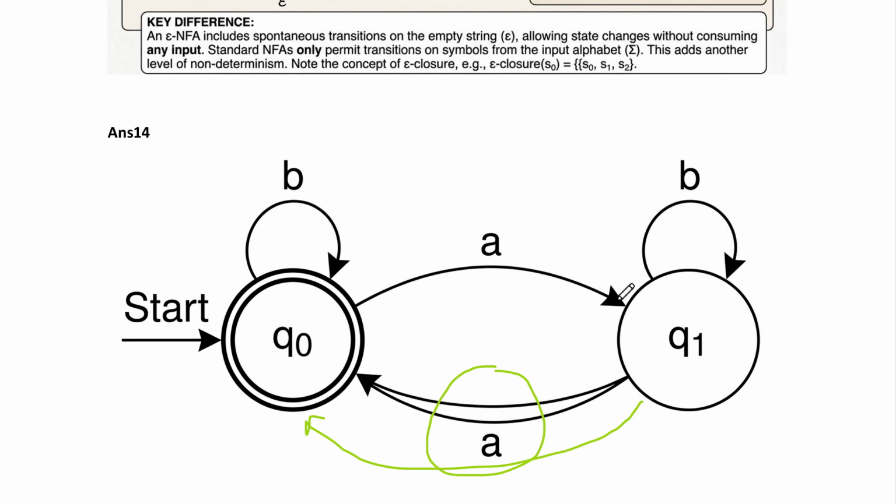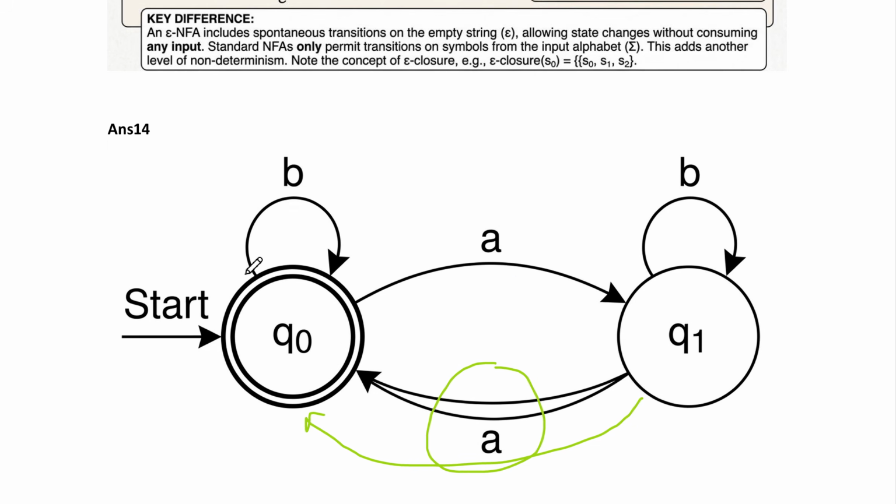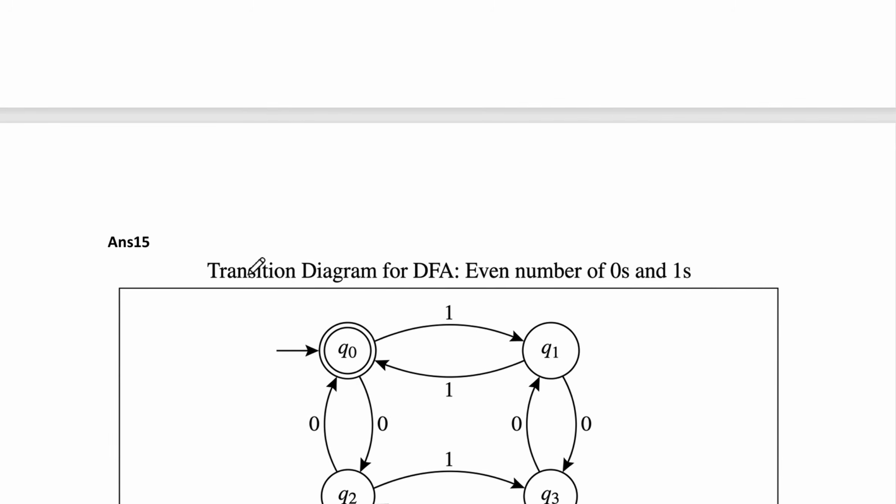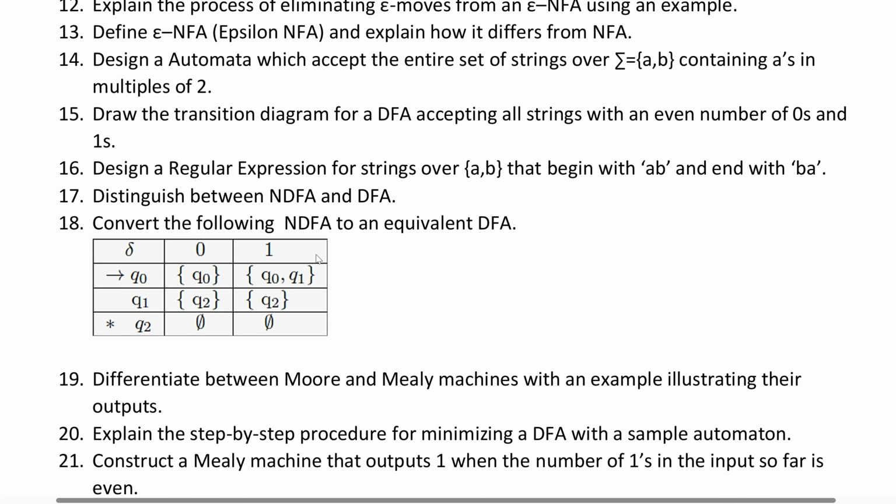Next, this cycle goes on. Again A, that is the 5th A, and this is the 6th A. So again reaching the final state Q0, the number of A's is 6. That is again a multiple of 2. So this is the transition diagram for the given question. I hope you have understood the answer.